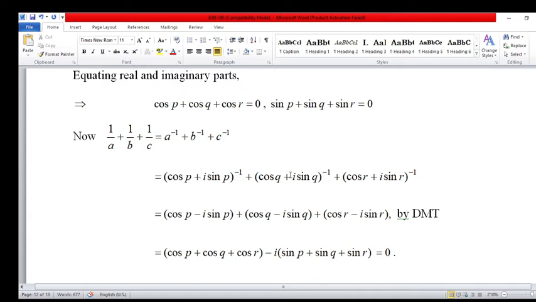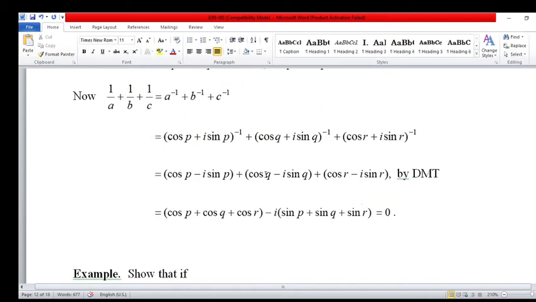Same condition applies here. This is cos Q minus i sin Q. This is cos R minus i sin R. Now again, cos P plus cos Q plus cos R: write the real part in the first bracket and the imaginary part in the second bracket. So this is (cos P plus cos Q plus cos R) minus i (sin P plus sin Q plus sin R) is equal to 0.